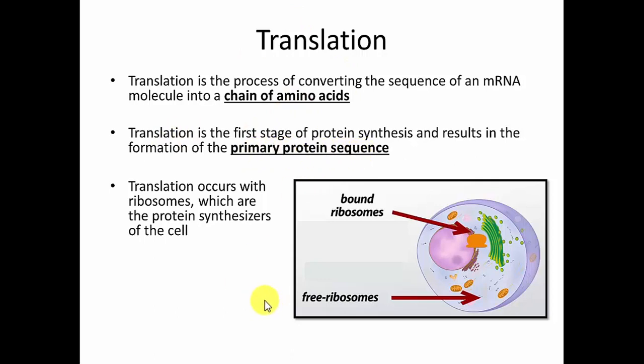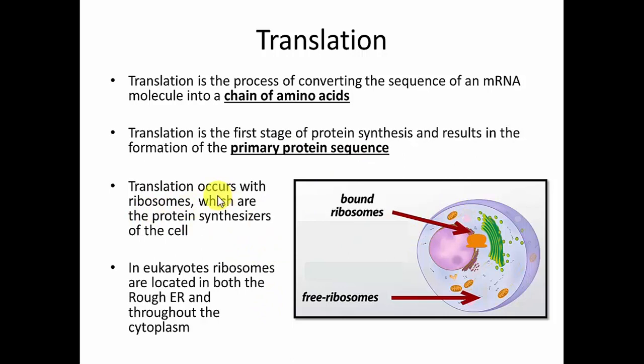And this shows, once again, where the ribosomes are located. So emphasized again here, translation is 100% dependent upon ribosomes. So it can only take place where they're located. So this is primarily going to be in the rough ER and throughout the cytoplasm. So you have what are referred to as bound ribosomes in the RER and free ribosomes in the cytoplasm.